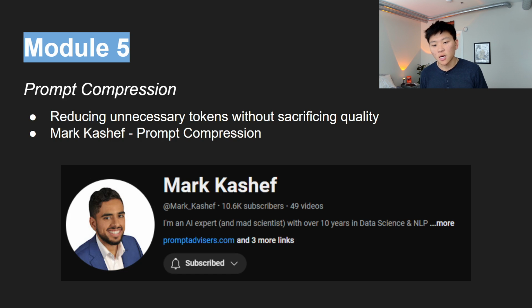Jumping off of that, I want to talk about prompt compression and how you actually make prompts smaller and save money. This is all about reducing unnecessary tokens without sacrificing quality, which is the most important part, because you still need the actual content of your prompt to get through to the agent. After this module, if you want to know more about the technical details behind prompt compression and how you actually do it, go check out Mark Keshef's channel. I just watched a video from him about prompt compression, and the next slides, two methods that he talks about, are what I'm going to talk about. But he goes way more in depth, and it's a great video, so go check that out.